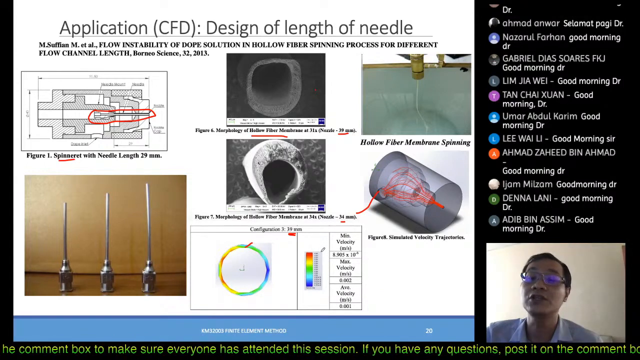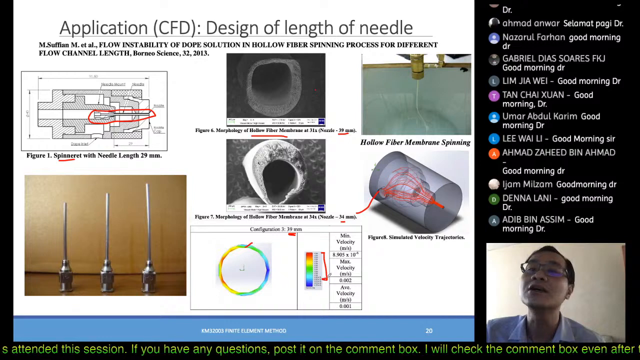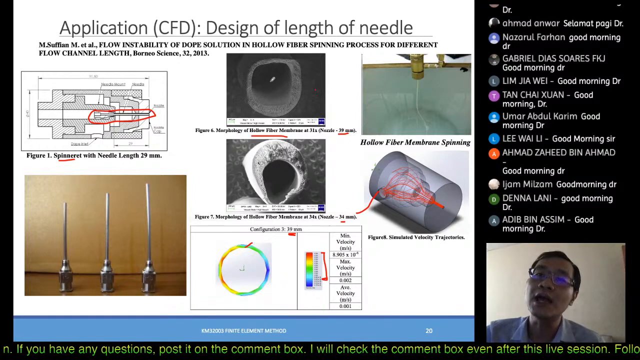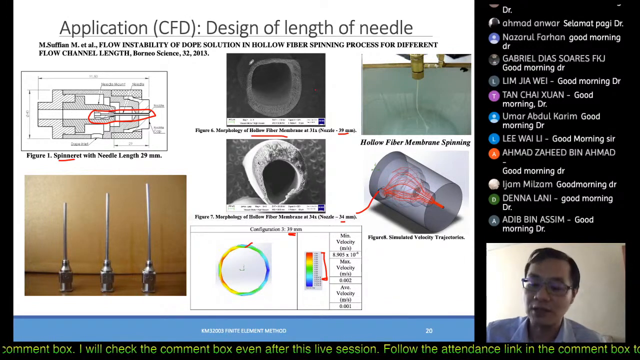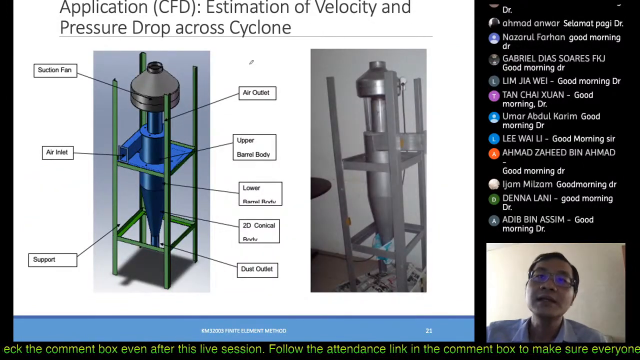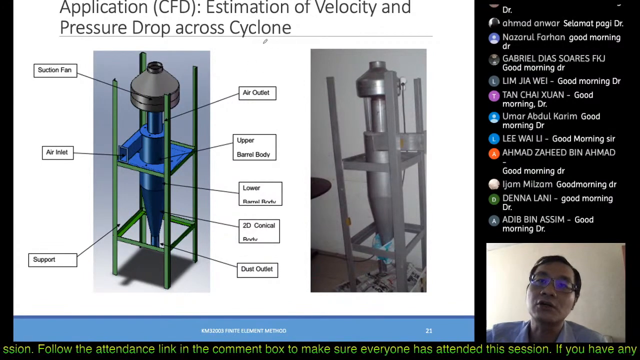It has a range of 0.001, almost similar. All right, so it becomes uniform. That's why whatever he generates at this length, the result is much better. Right, then this one is how we can estimate the velocity and pressure drop across a cyclone.